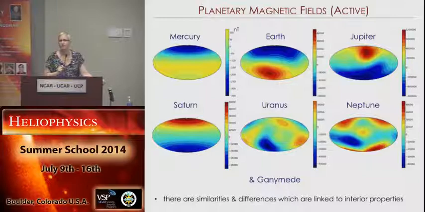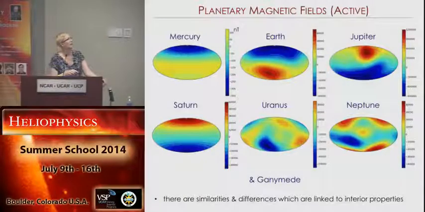Mars is also missing here. Mars doesn't have an active dynamo today, but there are crustal magnetic fields on the surface which tell us that it had a dynamo in the past, and I'll tell you about that. The Moon also has a crustal magnetic field due to a dynamo in the past. No other moons in our solar system have been shown to have crustal magnetic fields or an active dynamo. So in terms of moons in the solar system, our Moon had one in the past, and Ganymede has one today.